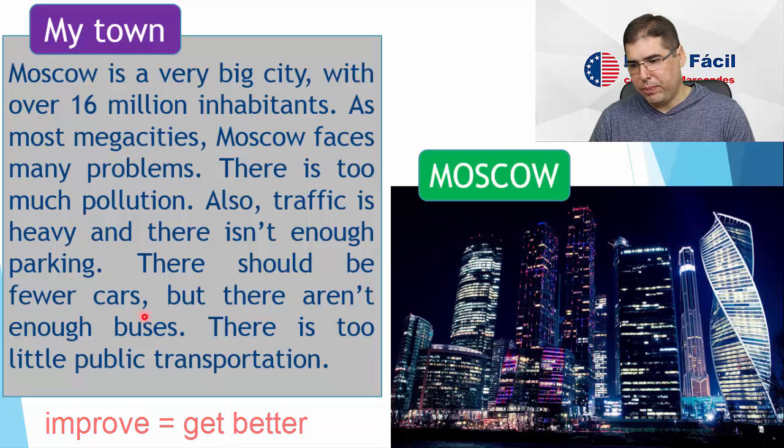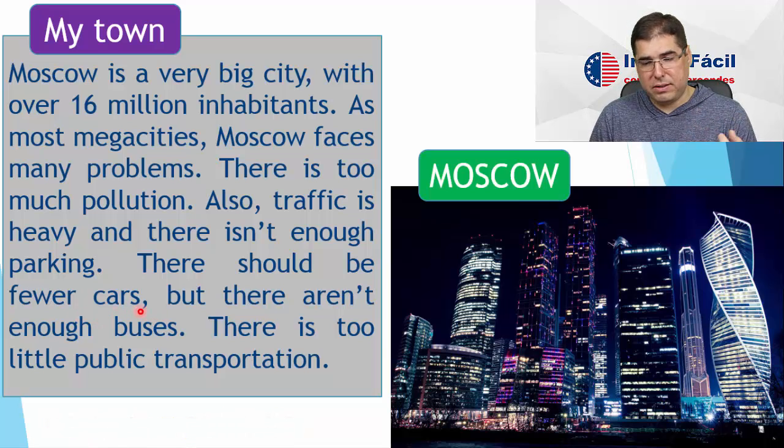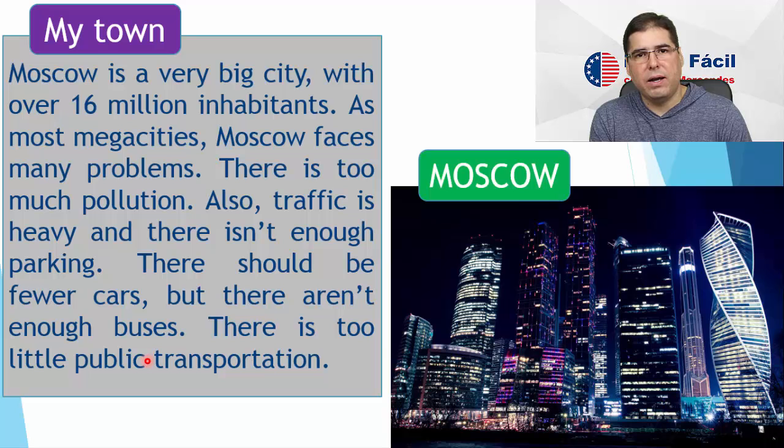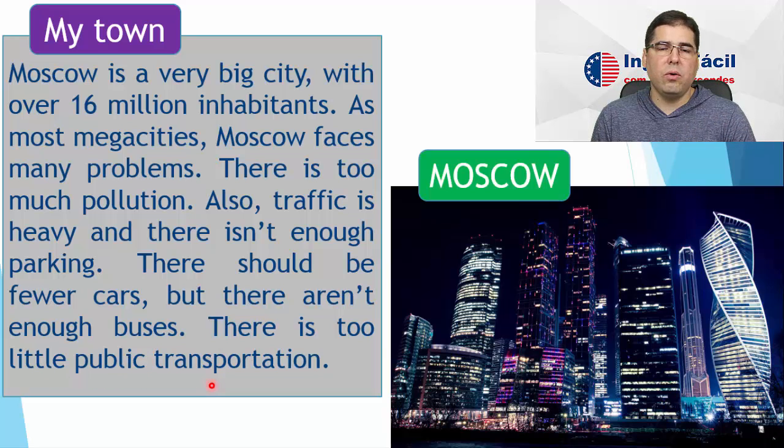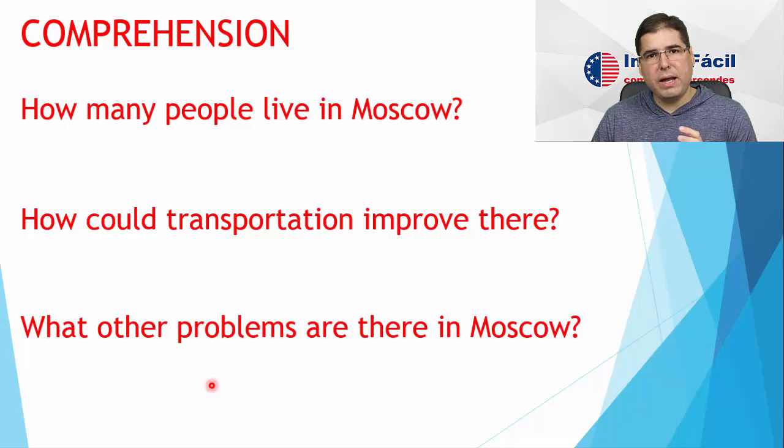So there should be fewer cars, but there aren't enough buses. So how are people not going to have a car if there aren't enough buses? So he adds, there is too little public transportation. So it is difficult for people not to have cars, because the public transportation is not enough, is faulty. Now, let us see if we comprehend the text.